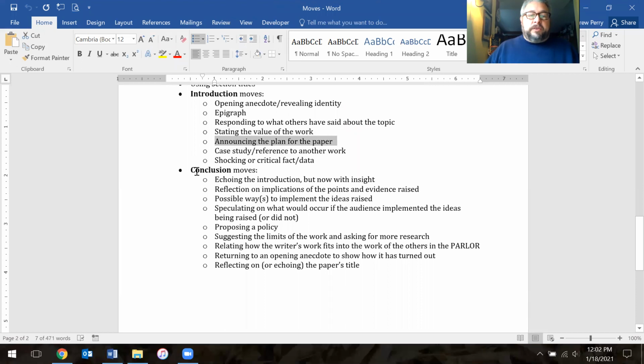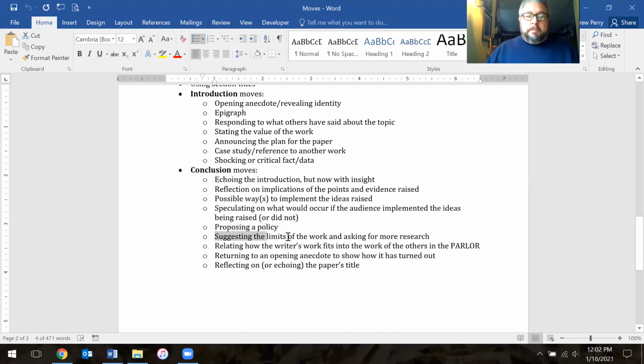Conclusions as well is another place that you can find very clear rhetorical moves that a writer is making. Do they echo their introduction, but now that they've finished their paper, there's a deeper sense of insight? Do they talk about ways to implement the ideas that they have talked about? That would be very similar to proposing a policy. Now, what they might say is, now that we've talked about all these things throughout the course of this paper, here is what I think you, the audience of this paper, need to do. And they propose a policy.